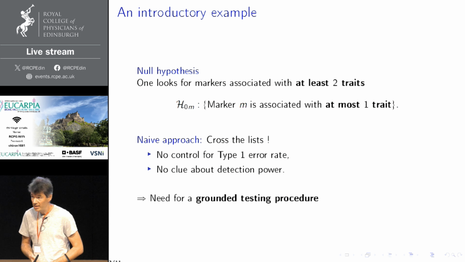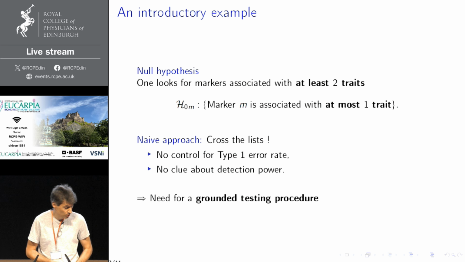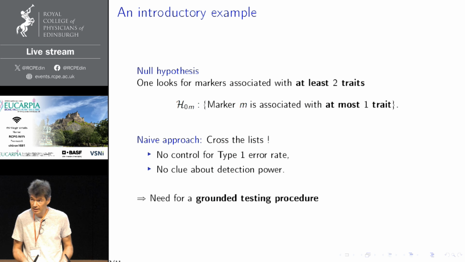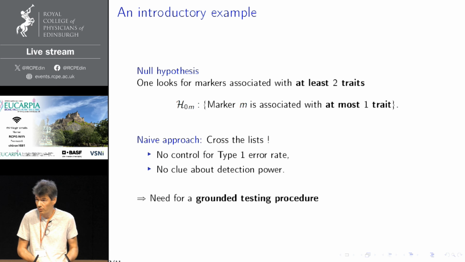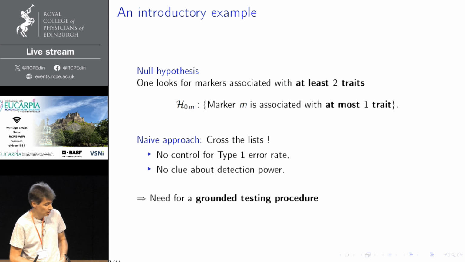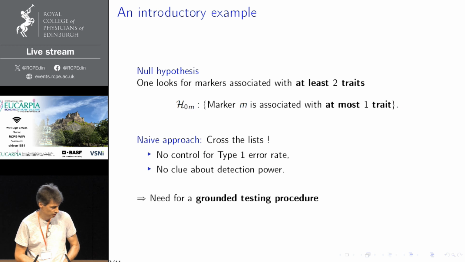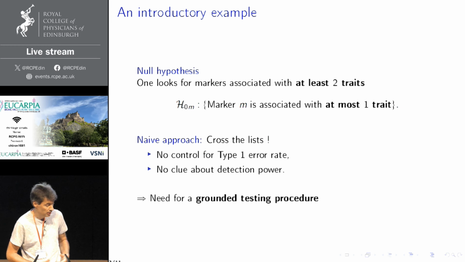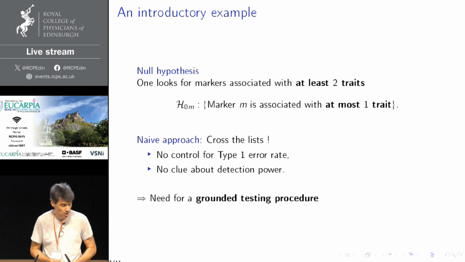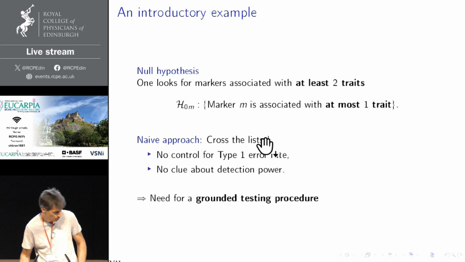So why is it bad to do that? Well, it is bad because basically when you do that, you have no idea about what is the type 1 error rate that is associated with your final crossed list. The second problem is that actually you don't know if you are doing something that's smart, meaning that you have no idea of the detection power that you get with this kind of crossing. So what we want is actually to develop a grounded testing procedure for the hypothesis that we have here.